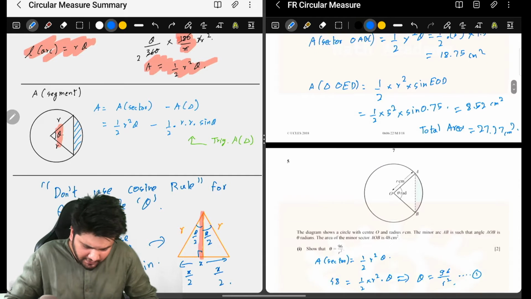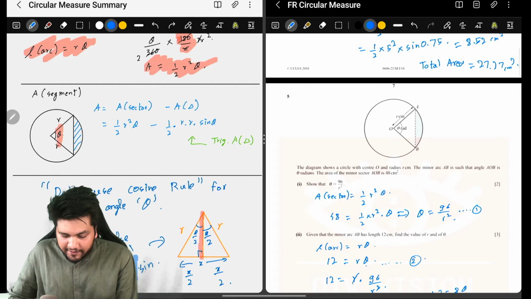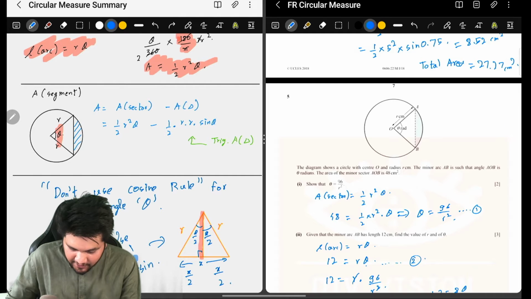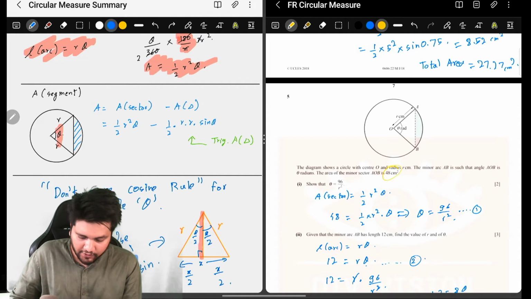Simple. Now the second question: the diagram shows a circle with center O and radius r centimeter. The minor arc AB is such that angle AOB is theta radians. They have given that the area of the minor sector is 48 centimeter square.